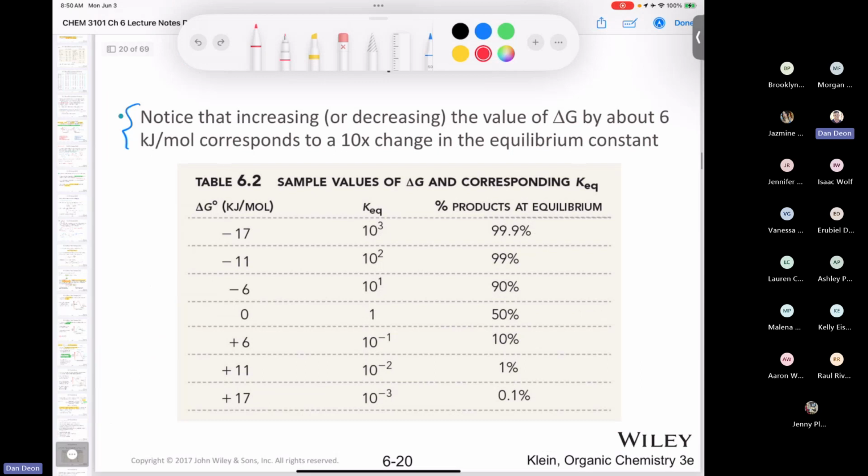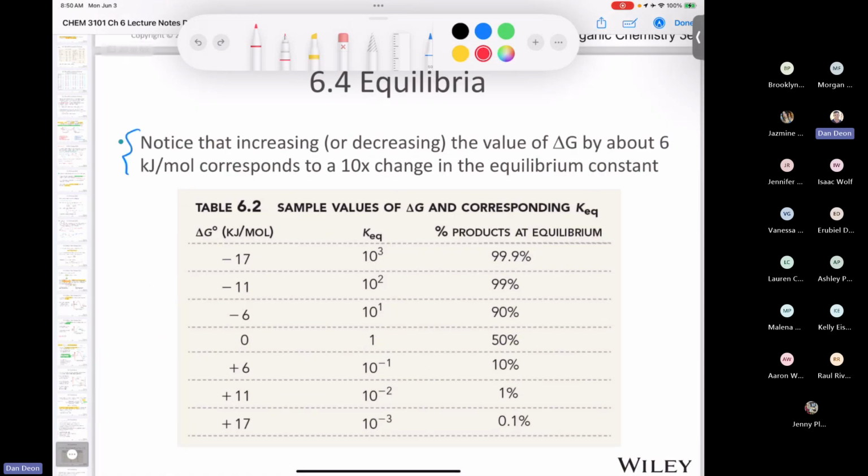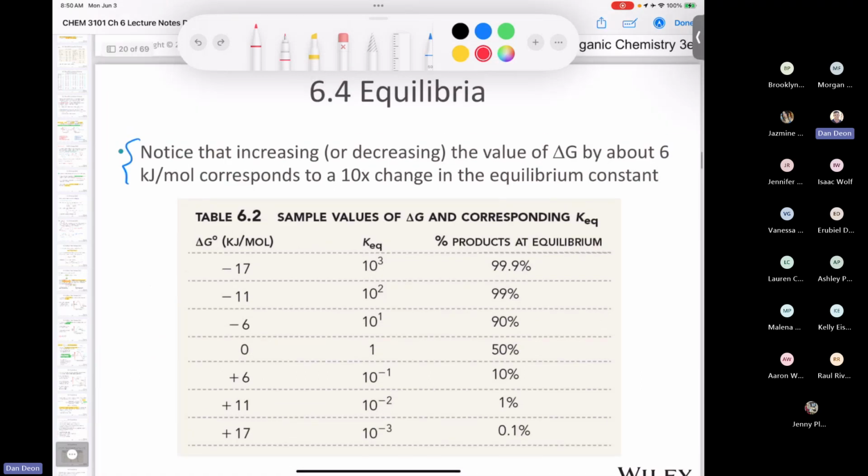So this is that table, 6.2. I don't test my students on this. I think the bottom line is that you just know that a change in delta G of about 6 kilojoules per mole gives you about a tenfold change in the equilibrium constant. It's nothing more than that.